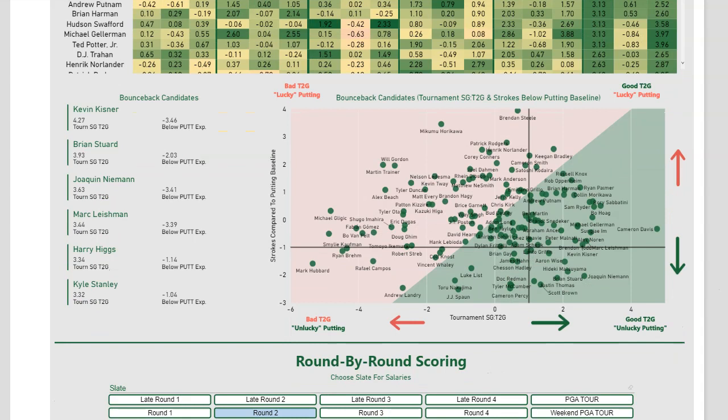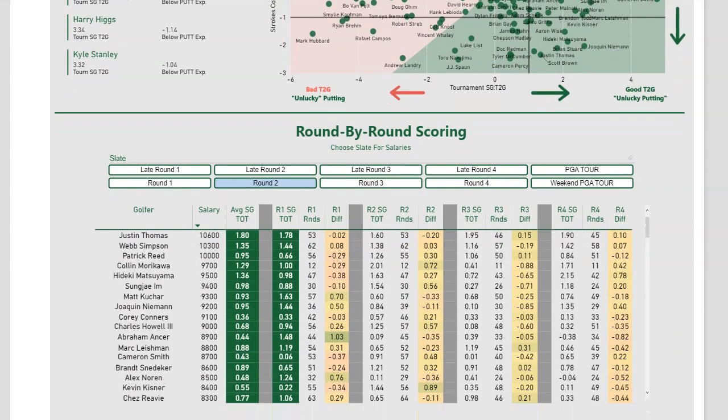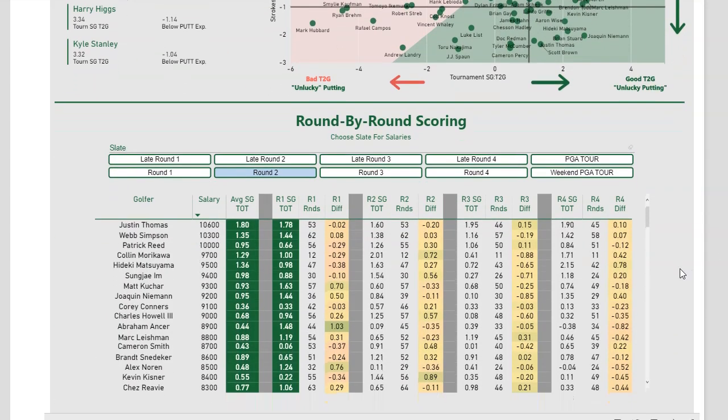And then finally, as if that wasn't enough, I do like the idea of this round by round scoring. So this is not incorporating the current tournament. This is the round by round. It's not their scoring average. It's their strokes gained total for each round.